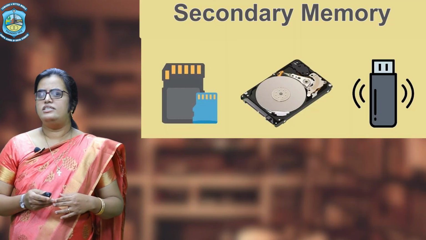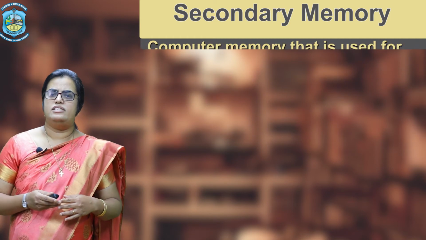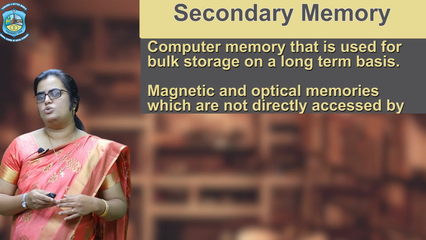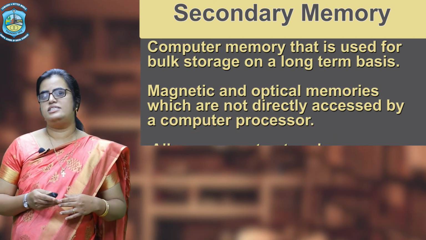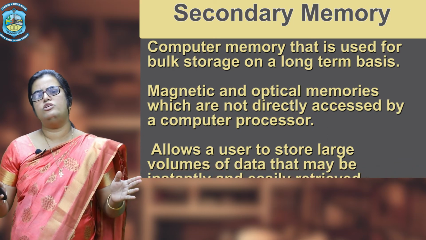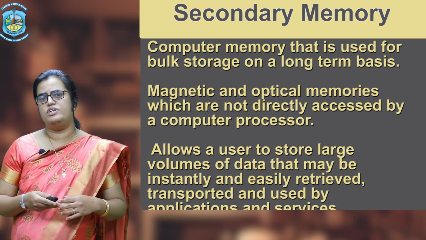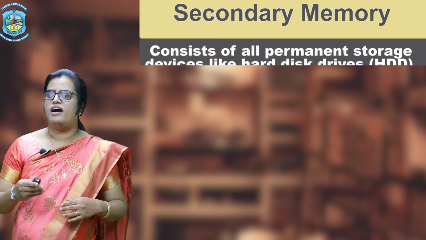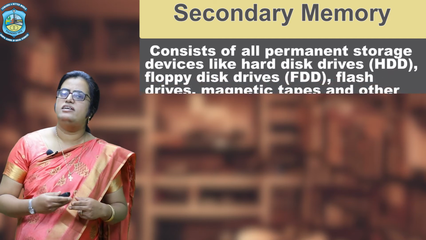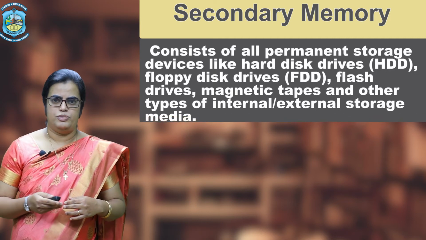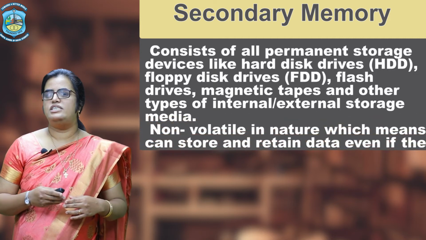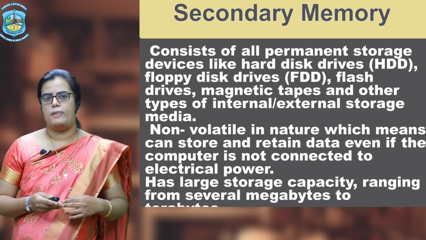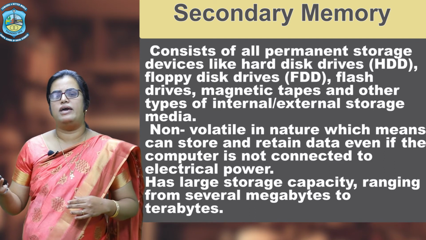Now let us have a look at what is the secondary memory. The computer memory that is used for bulk storage on a long-term basis is the secondary memory. The magnetic and optical memories, which are not directly accessed by a computer processor, form the secondary memory. It allows a user to store large volumes of data that may be instantly and easily retrieved, transported, and used by applications and services. It consists of all permanent storage devices like hard disk drives, floppy disk drives, flash drives, magnetic tapes, and other types of internal and external storage media. It is a non-volatile memory, which means that it can store and retain data even if the computer is not connected to electrical power. It has large storage capacity ranging from several megabytes to terabytes.